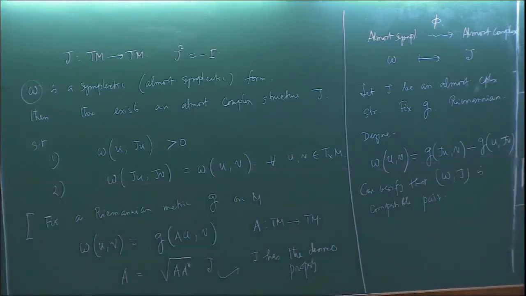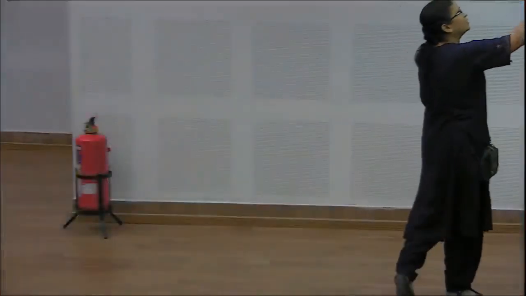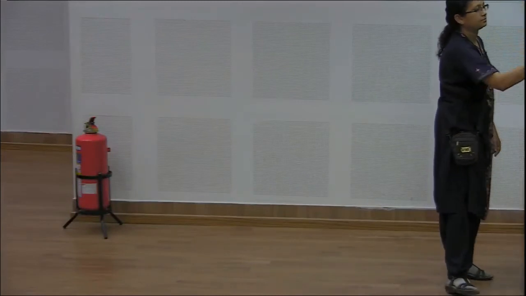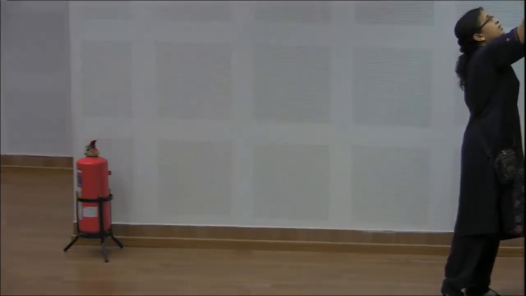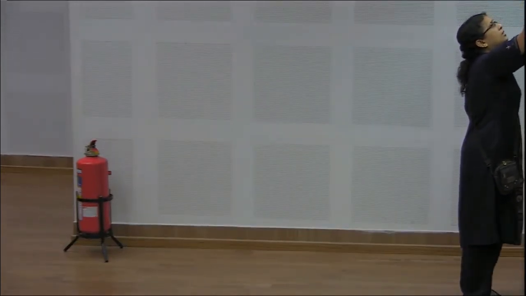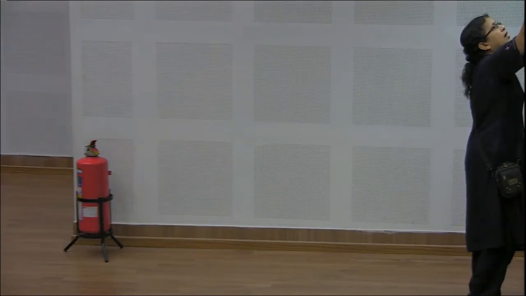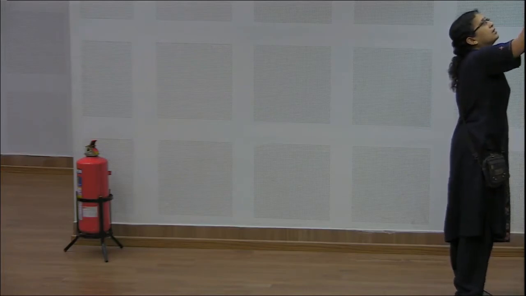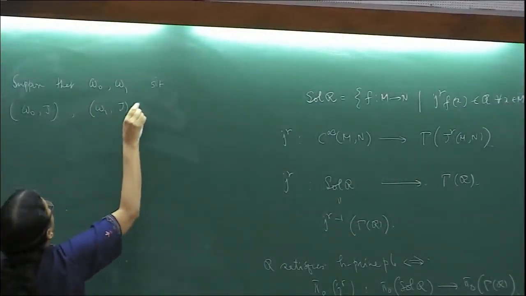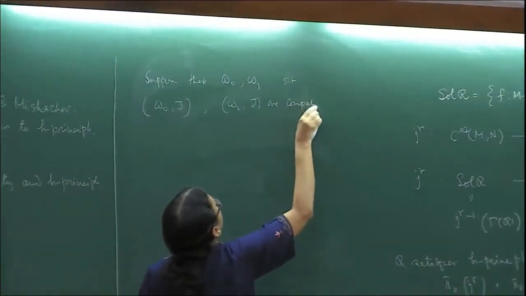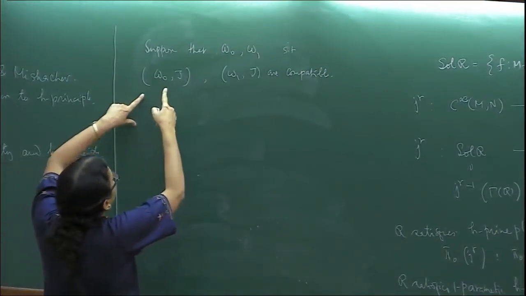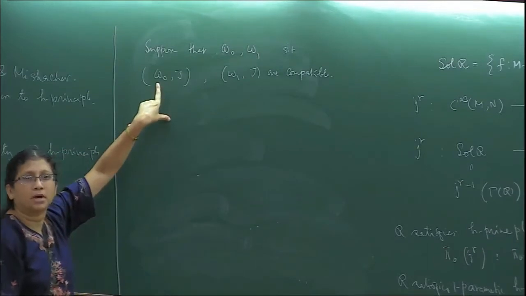Now, we can also show that if you are given two members, so now suppose that your omega 0, omega 1 are such that these are compatible ones. Both omega 0, omega 1 with J are compatible. Okay. So I want to show that you can join omega 0 and omega 1 by a path.